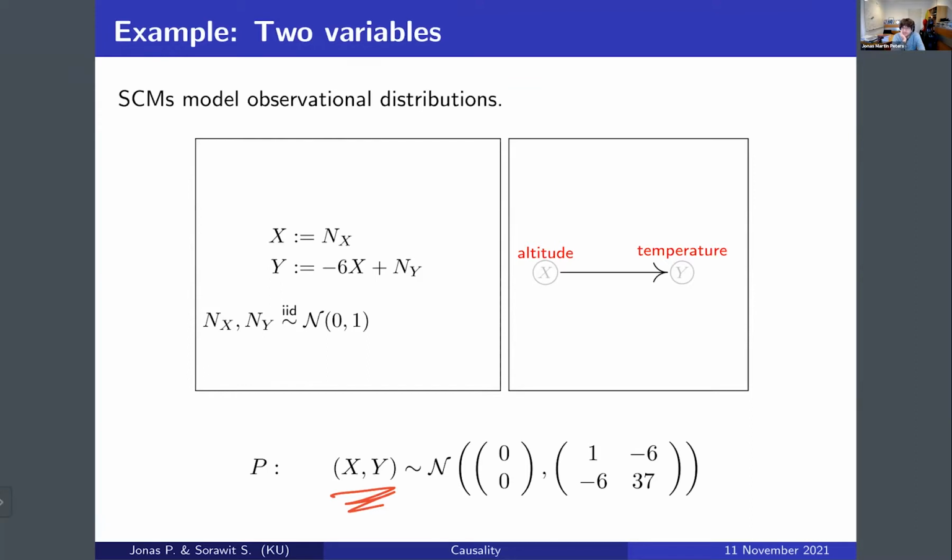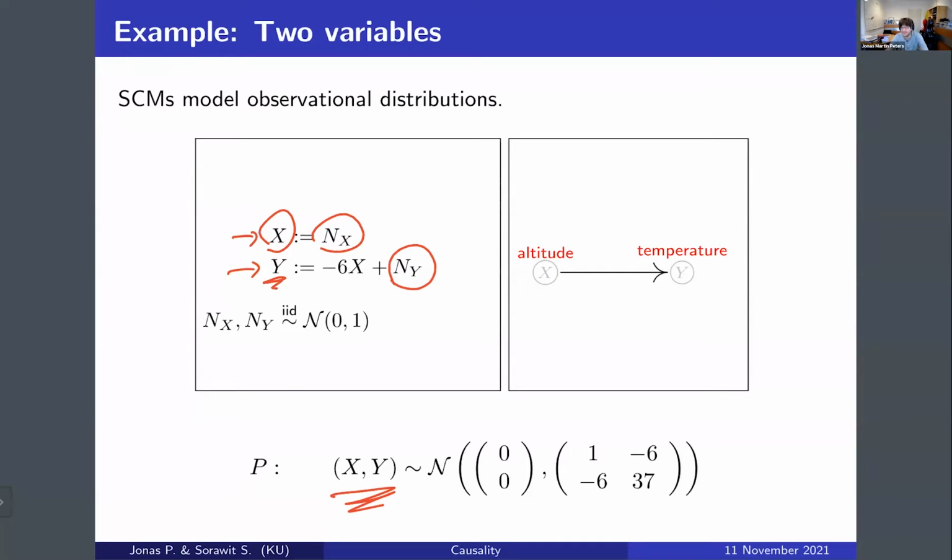And now, maybe what also helps is to think about these two lines as lines in a computer code. So if you want to simulate from this distribution, if you want to generate one observation, then you would first generate an observation for N_x, then for N_y, and then for x, you just use this equation here, and then you can generate the one for y using this equation.